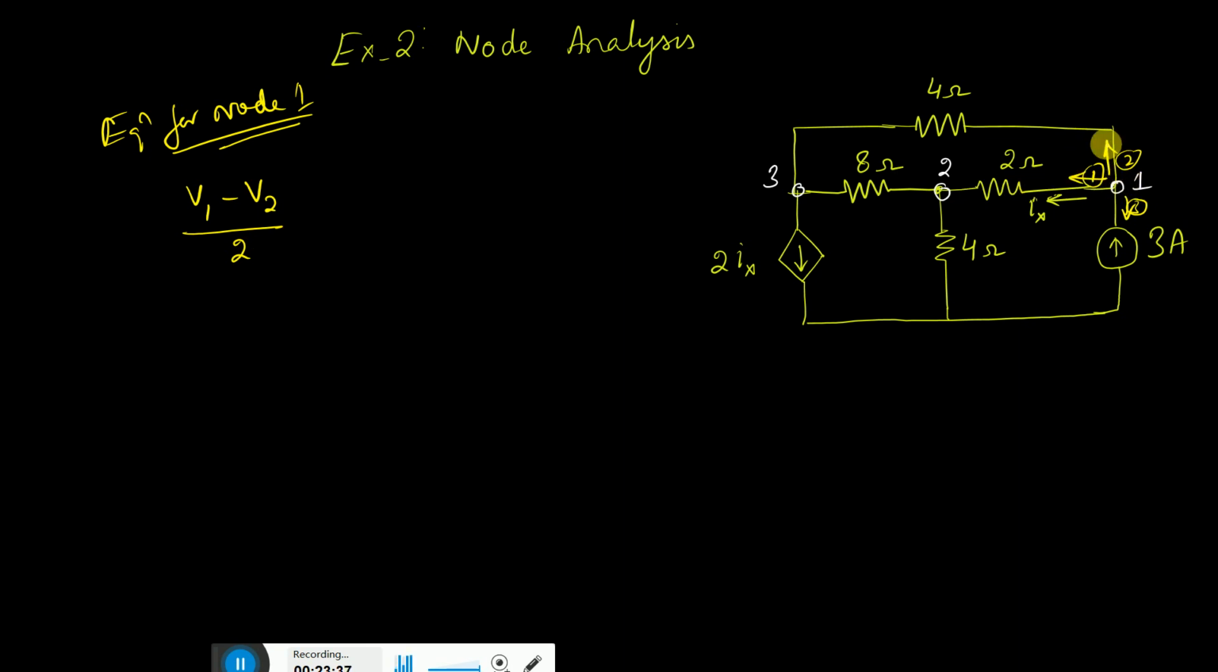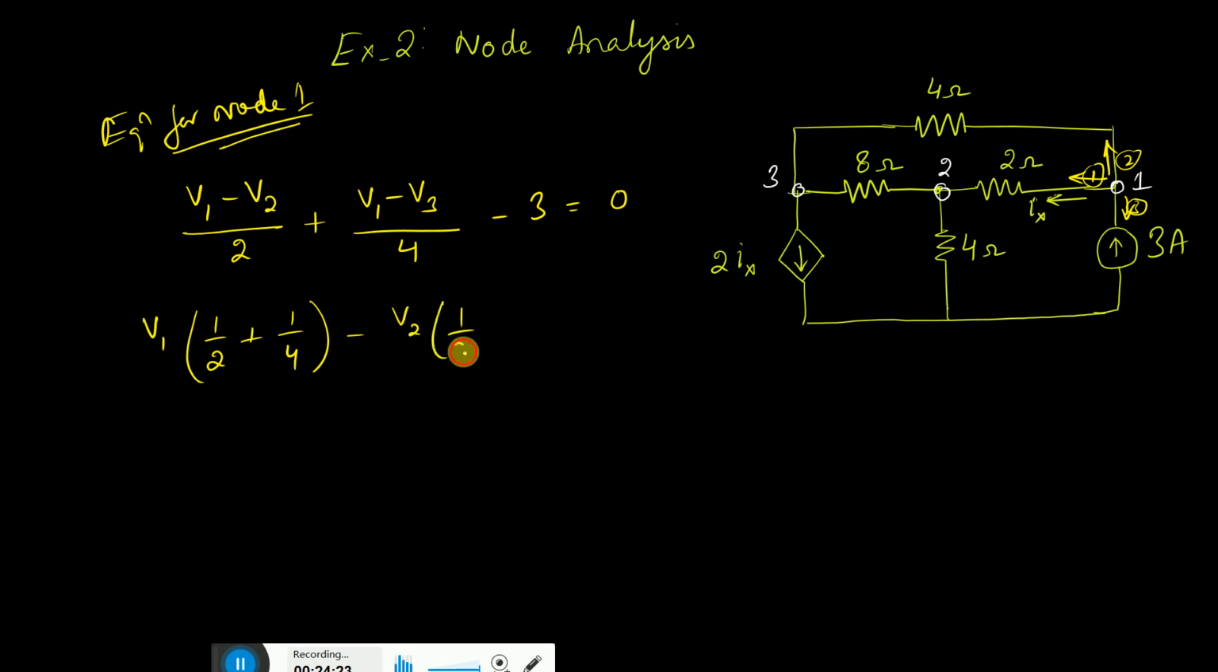Then the current which is going from V1 to node 3, so we will write (V1 minus V3) divided by 4. The third current, which is coming out of it, the good thing is that the 3 ampere is already known here, and this 3 ampere is going into node 1. So because this 3 ampere is going into 1, we will have a minus of 3 is equal to 0. In this way we have the first equation. So how to solve it? Take the coefficient of V1, 1 by 2 and 1 by 4, then the coefficient of V2, which is negative, so V2 by 2, then V3 by 4, and 3 is a constant, so take the 3 out, so 3 is here.